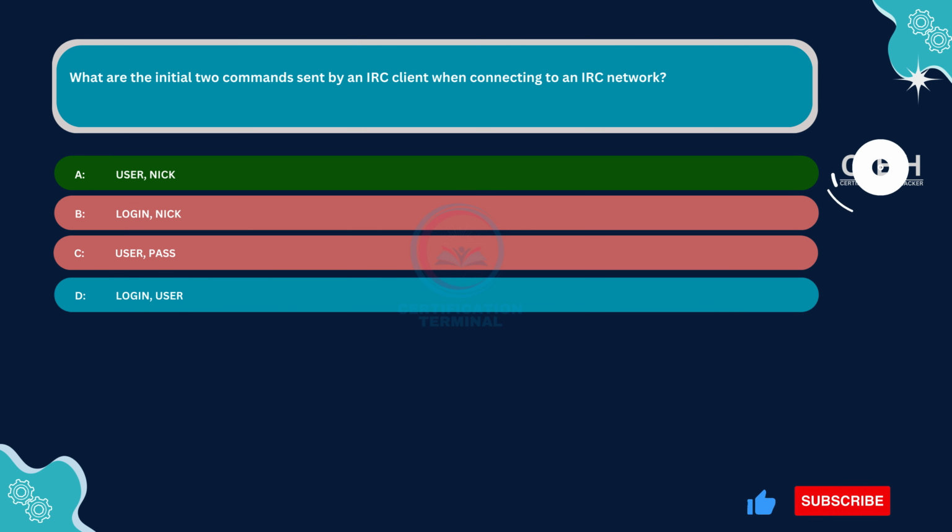Option C, user and pass, is incorrect. While the user command is part of the standard IRC protocol and is used to specify the username and hostname of the client, the pass command is not typically used during the initial connection to an IRC network. The pass command is used for authenticating with a server password, but it is not one of the initial commands sent by an IRC client when connecting to a network.